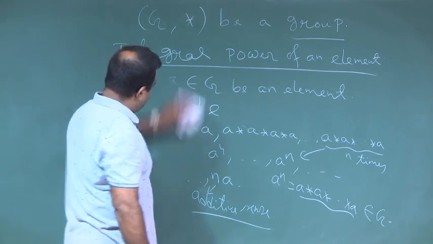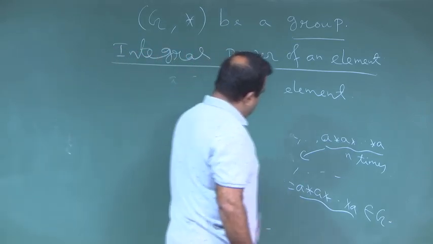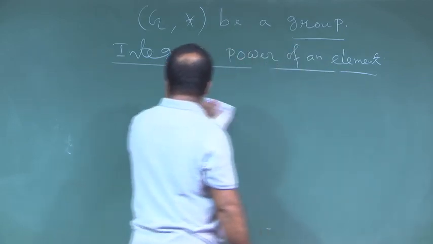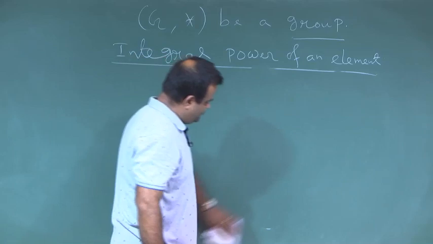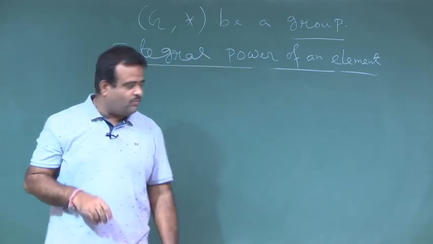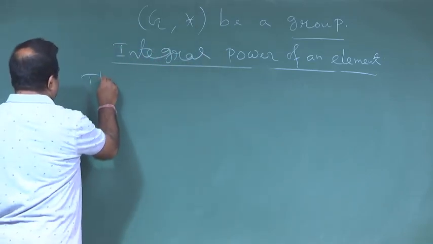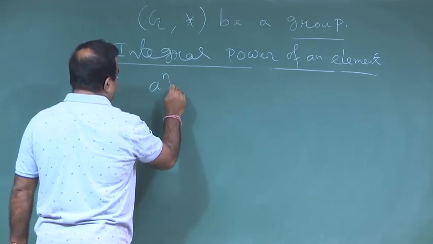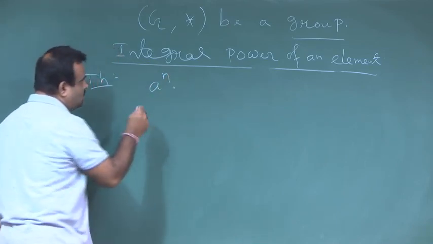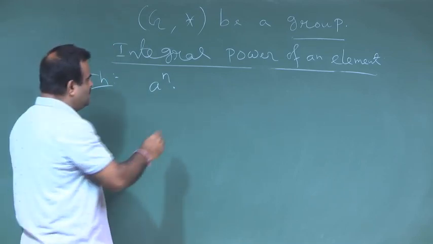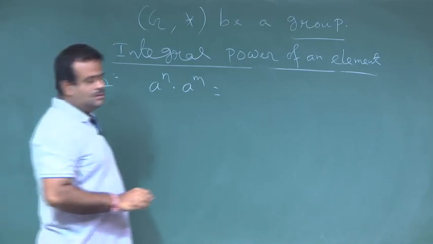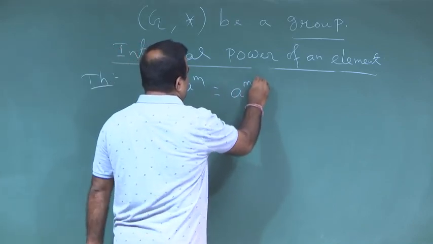Okay. So, now we will have some properties before we go to defining the order of an element. So, the first property is, suppose our star is in the multiplicative sense, a to the power n into a to the power m is equal to a to the power m plus n.